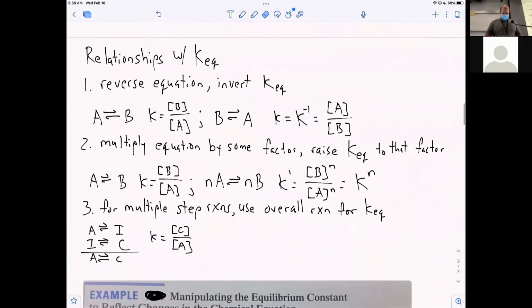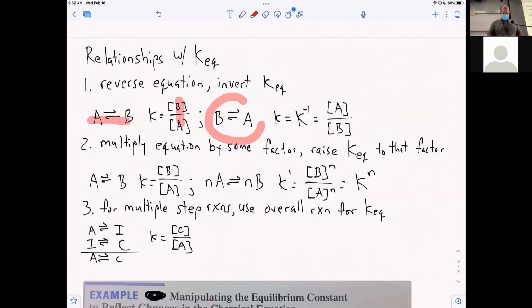Okay, so some relationships with the equilibrium constant. If you reverse the reaction, you invert the equilibrium constant. So let me simplify it such that we have the generic reaction: A reactant goes to B product. The equilibrium constant is products over reactants, so the equilibrium constant is B over A.